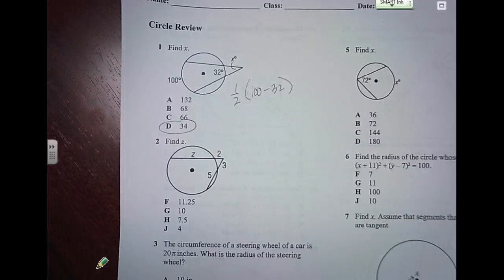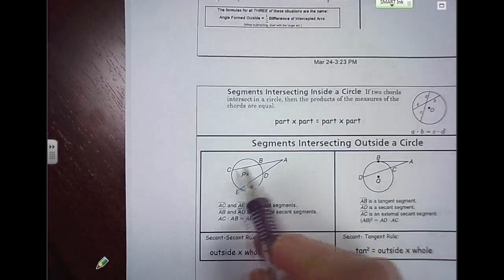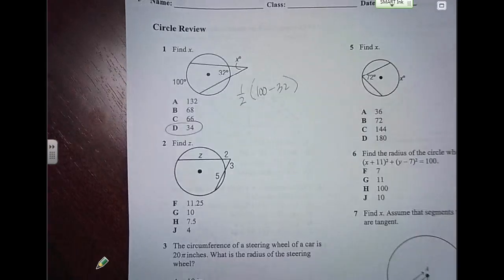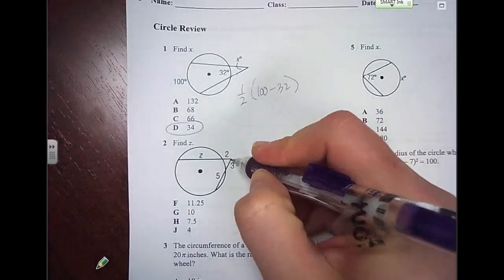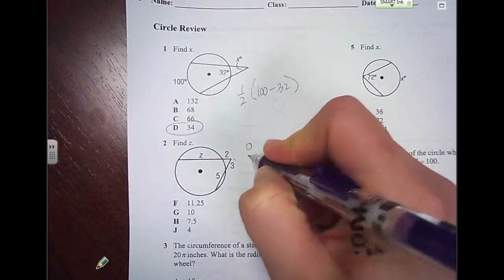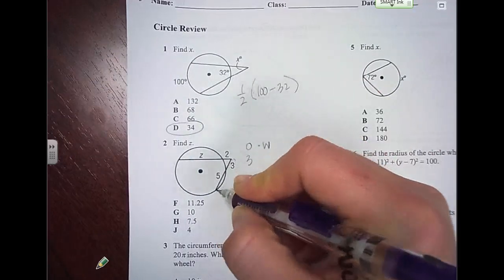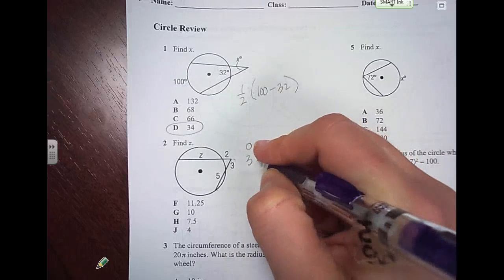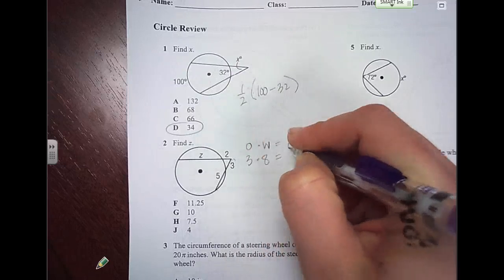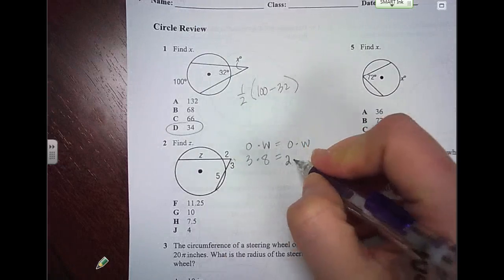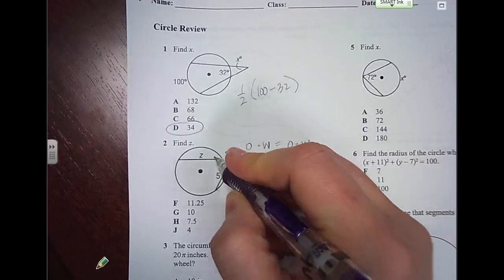Okay, number 2. I'm given, again, 2 secants, but I have pieces like this. So now I'm going to do outside times whole equals outside times whole, and be extra careful here. Let's start with this one here. We have outside, which is 3, times the whole. So I have to add up these two. 3 plus 5 is 8. So 3 times 8 equals outside times whole. The outside here is 2, times the whole, which is 2 plus z.